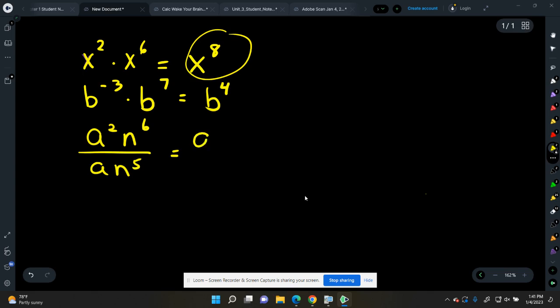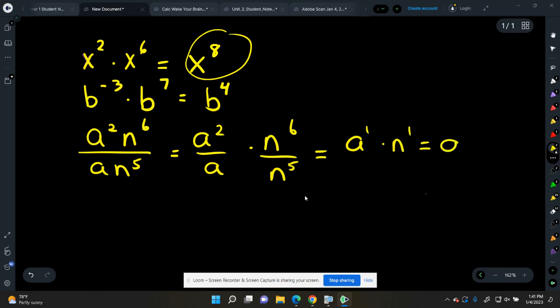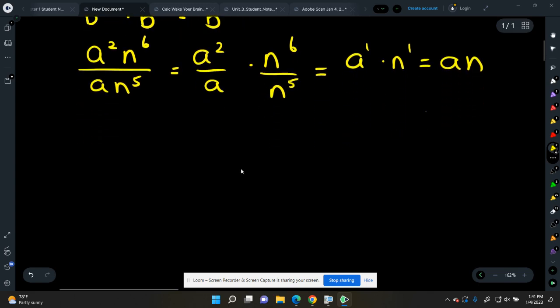Now this one we need to separate it. So we get a first, and then n to the 1st, so we can just do an. I put over 1. It's okay. It's not wrong. It's not necessary, but it's not wrong if you do.